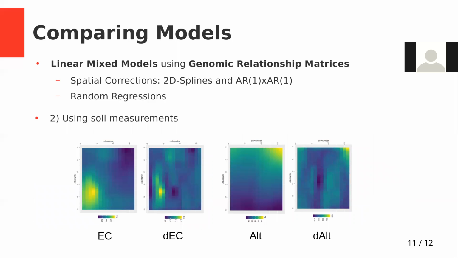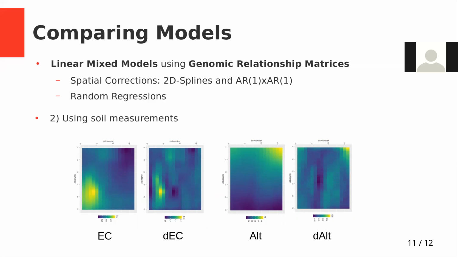The second approach for comparing these linear mixed models is to compare with soil data we collected. So we conducted an EM38 soil survey in 2019 and in 2021. And here I'm showing the 2019 data. So you can see on the left, soil electrical conductance, or EC, and then on the right, soil elevation or altitude. And these values were Kriging interpolated over the field from the soil survey.